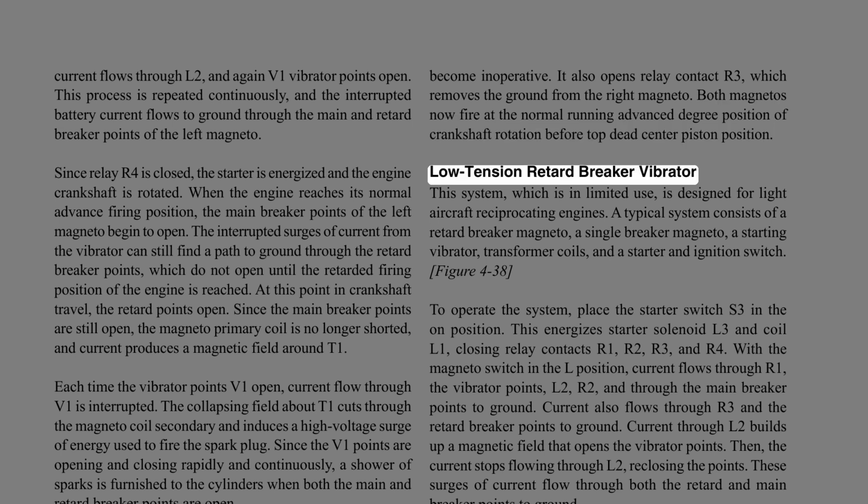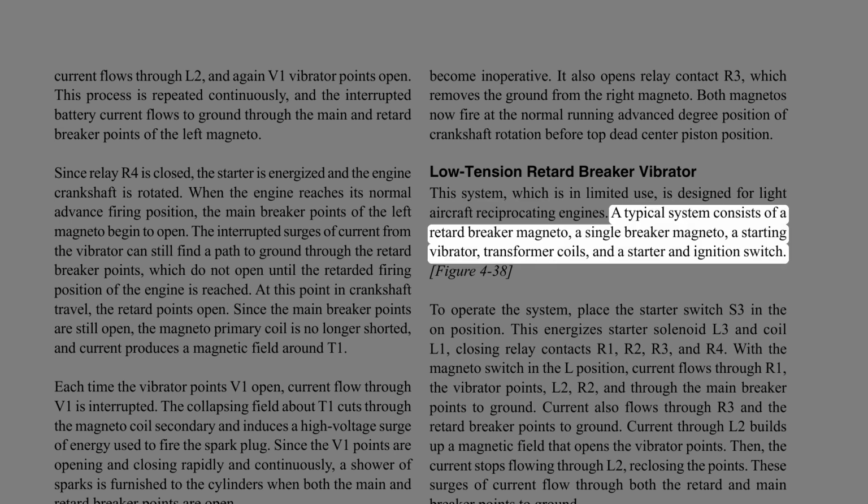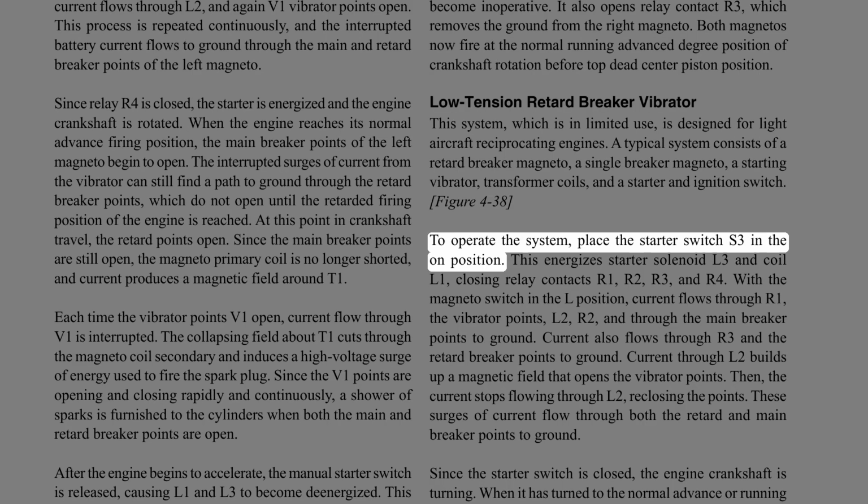Low tension retard breaker vibrator. This system, which is in limited use, is designed for light aircraft reciprocating engines. A typical system consists of a retard breaker magneto, a single breaker magneto, a starting vibrator, transformer coils, and a starter and ignition switch. To operate the system, place the starter switch S3 in the on position.